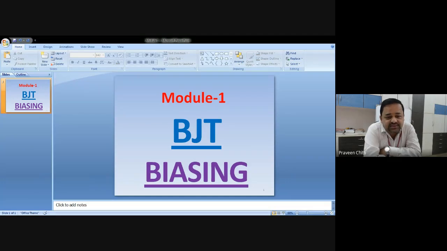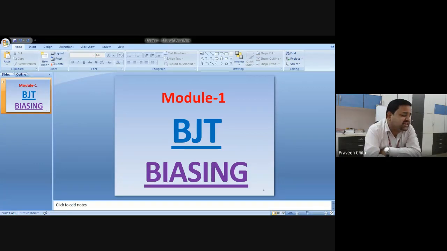Depending on which terminal is made common for both input and output, we have three different transistor configurations: common base configuration, common emitter configuration, and common collector configuration. If you make the base common for both input and output, it is called common base configuration. Similarly, if you make the emitter common, it is called common emitter configuration. And if you make the collector common, it is called common collector configuration of the transistor.